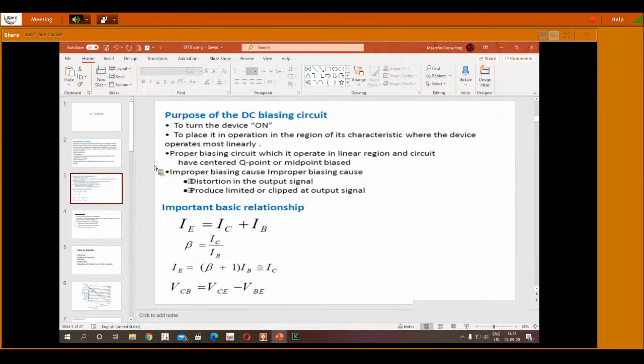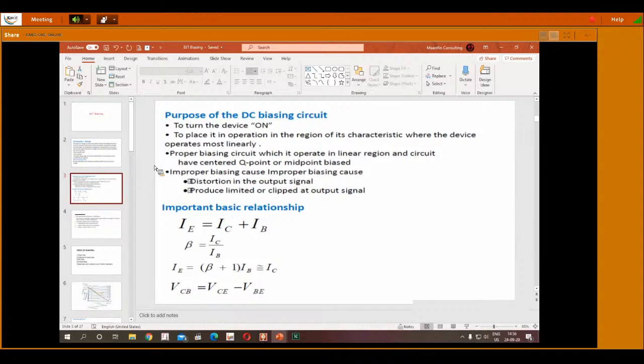Now the current gain of the common emitter. I already explained that we are going to analyze the CE configuration. In a CE configuration, beta DC is the current gain. It is the ratio of output current to input current. Our output current is IC and our input current is IB, hence beta DC = IC/IB. Now IE, if I replace using the first equation IC = beta times IB, the total emitter current is equal to (1 + beta) times IB, which is approximately equal to IC.